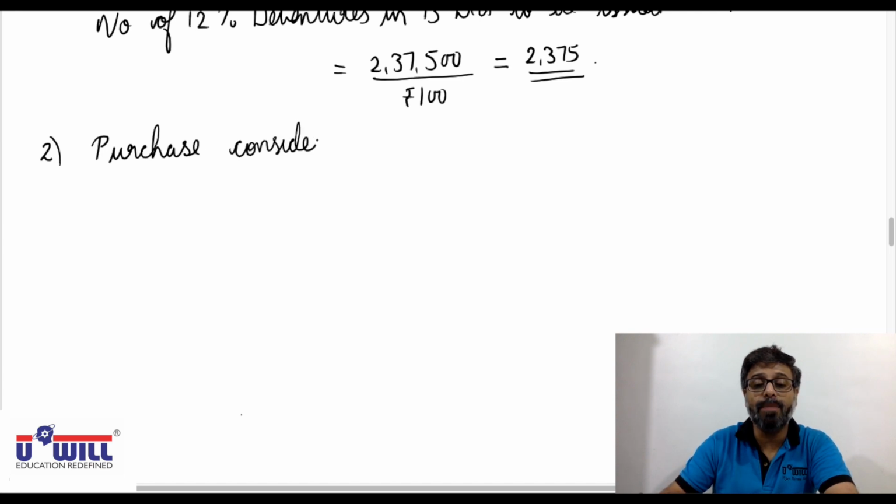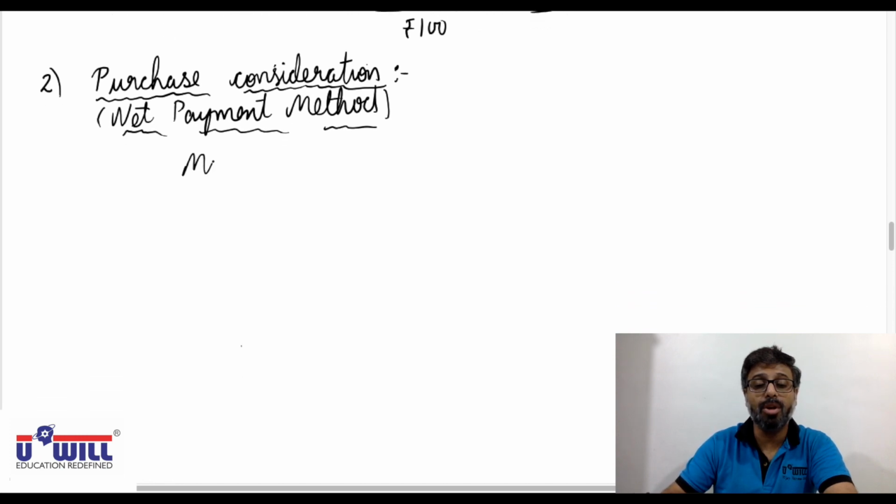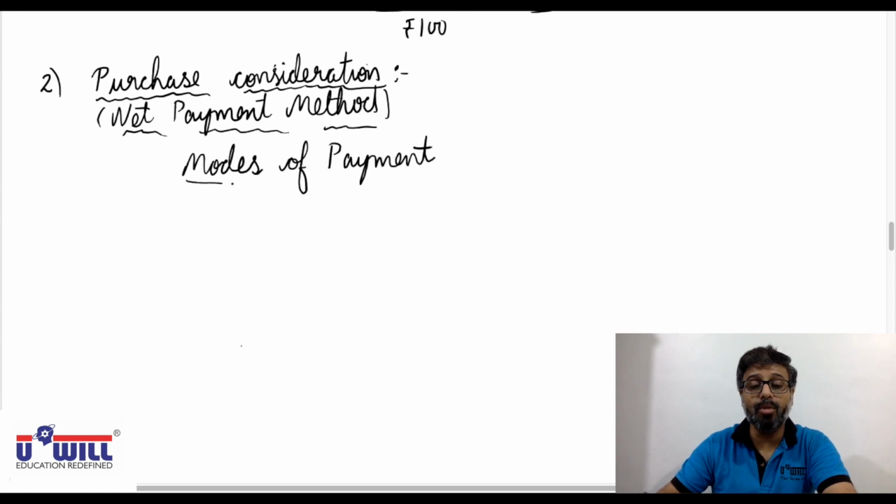Which method do we have to follow in purchase consideration? Net payment method. Now, net payment method means modes of payment must be given to you. So, which are the two modes of payment given to you?